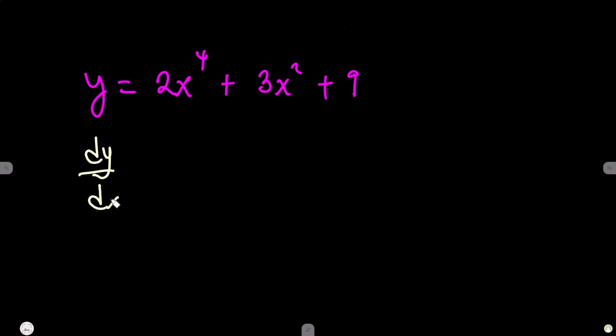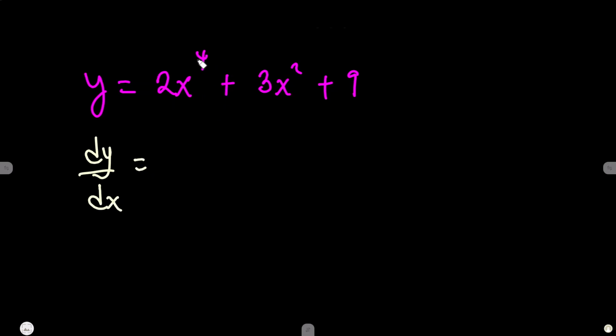Here you have y is equal to 2x to the power 4 plus 3x squared plus 9. Now what we want to do here is to differentiate y with respect to x, okay? And again, this is a pretty simple thing. Alright, so this is going to be the same thing as dy/dx.